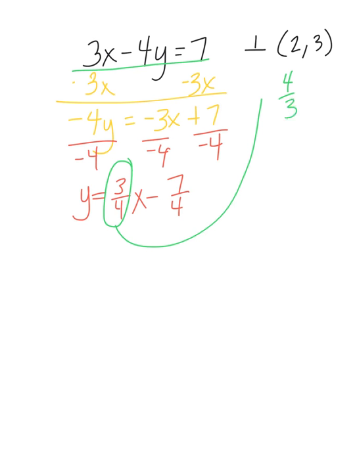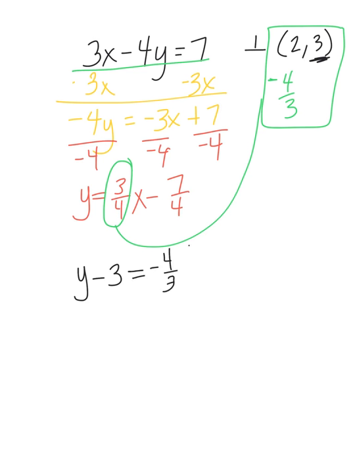The original was positive, so the new is going to be negative. Now I'm going to use my point and my slope and write my equation. Y minus 3 from my point equals negative 4/3 times x minus 2. If I needed to change the form, I could then change the form.